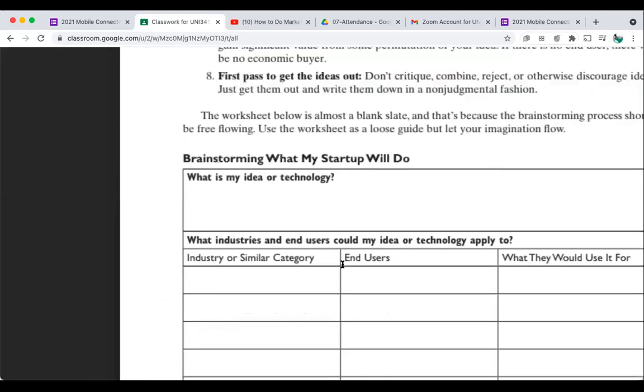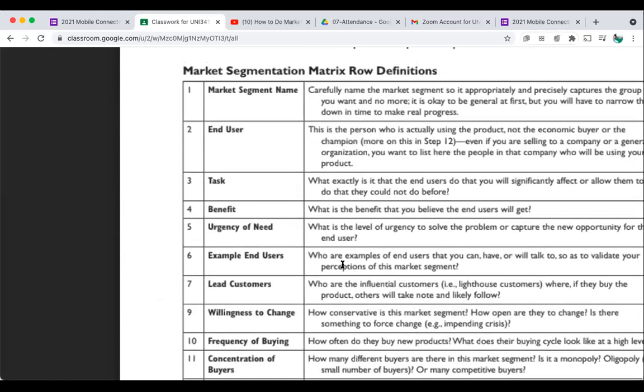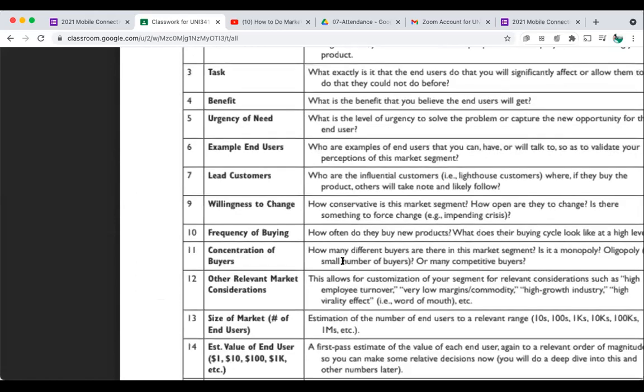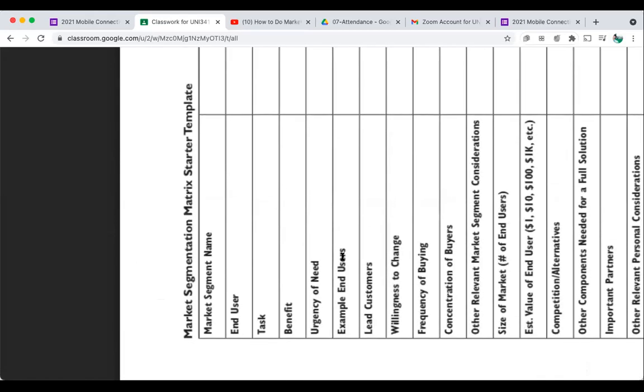And then lastly, fill out the worksheets, okay? Fill out the last section. These are all the guidelines here, how to use the market segmentation matrix. These are all the definitions, and you fill out the market segmentation template. As simple as that, right? Just fill out in a very precise and concise manner, right?